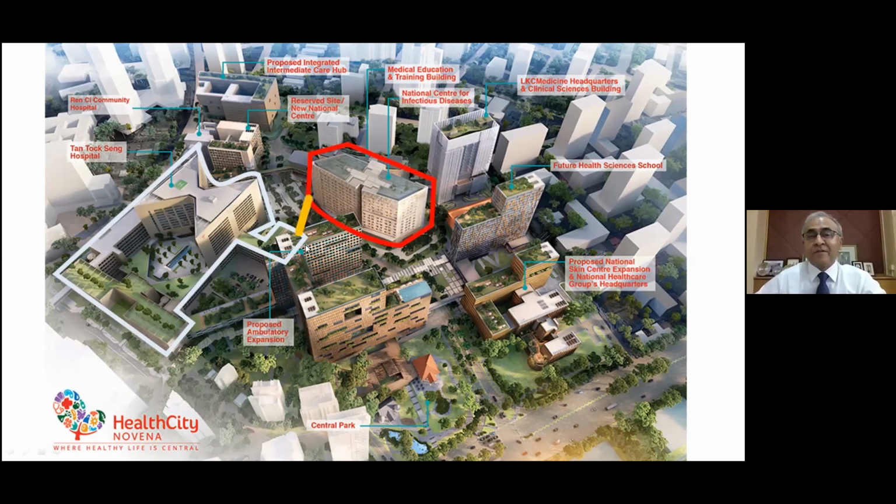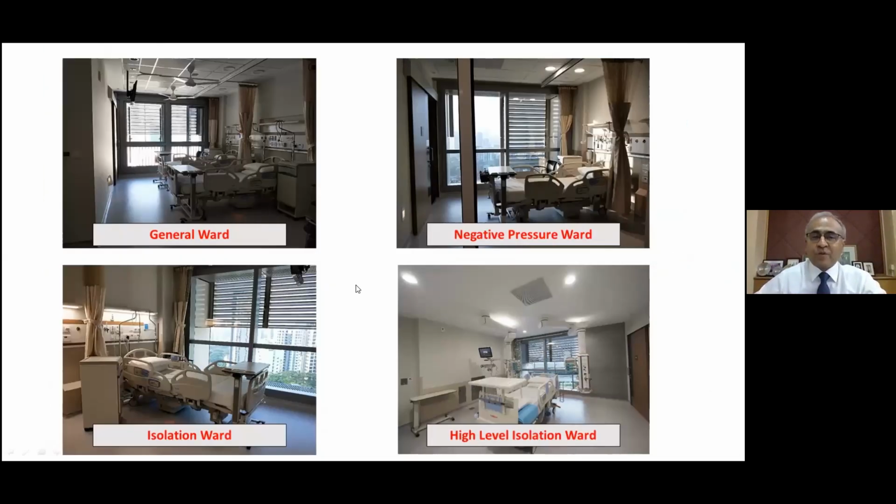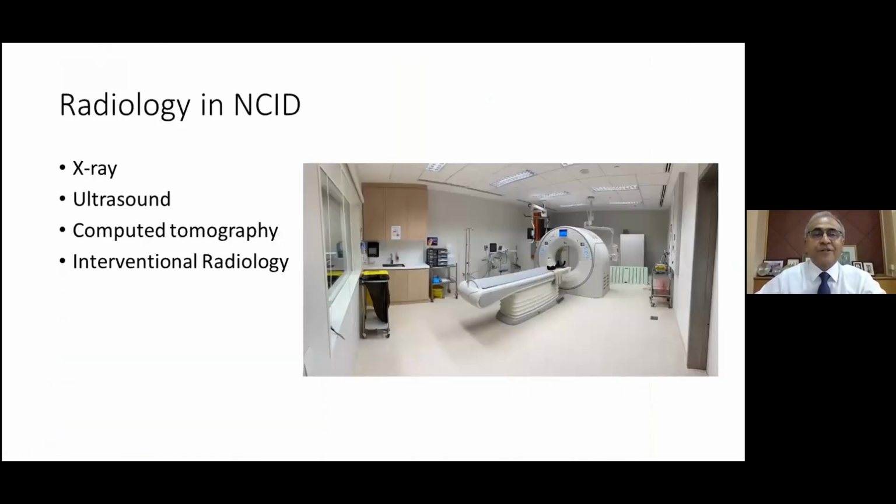It's a dual level carriageway. So you have one level through which all the infectious patients can go up and down, and the other level can be used by the staff, and it's connected directly through the emergency department. So you can direct them from the ED into the unit very safely and securely. We have all kinds of wards: the general wards, the negative pressure wards, isolation, high-level isolation wards, and ICUs. So they have all kinds of rooms available, all of them with negative pressure.